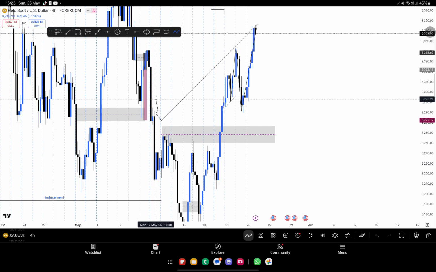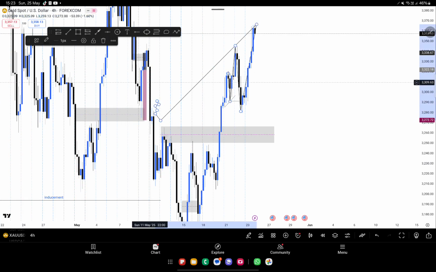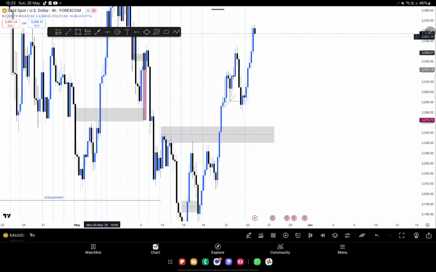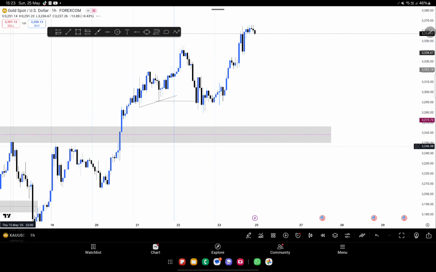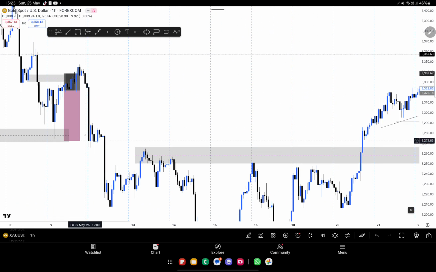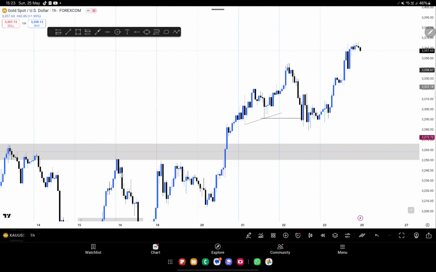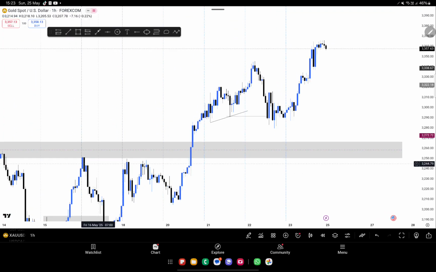I was expecting that price would come and tap into here. You see on 1 hour time frame, it looks like it's what gave birth to the inducement, but on 4 hours it didn't even tap into it. On 1 hour, you look, price tapped into it to create inducement. But on 4 hours, it didn't tap into it. So this is a mistake I made.